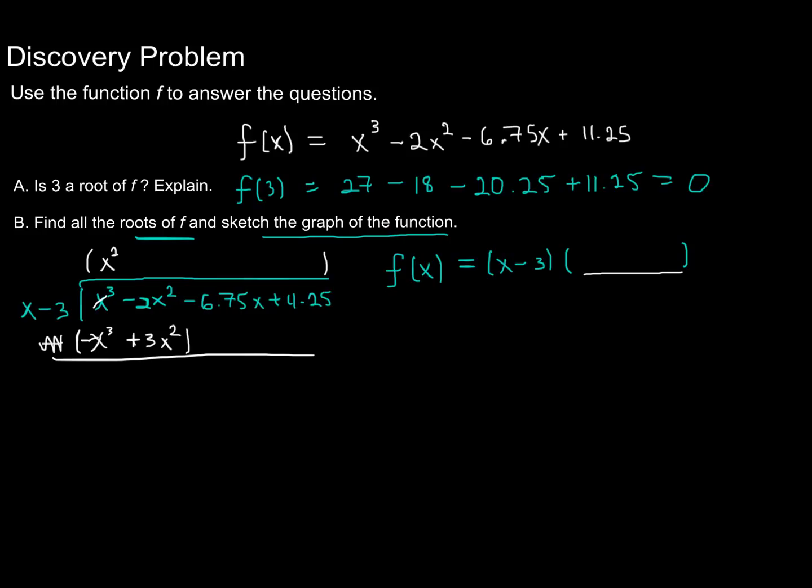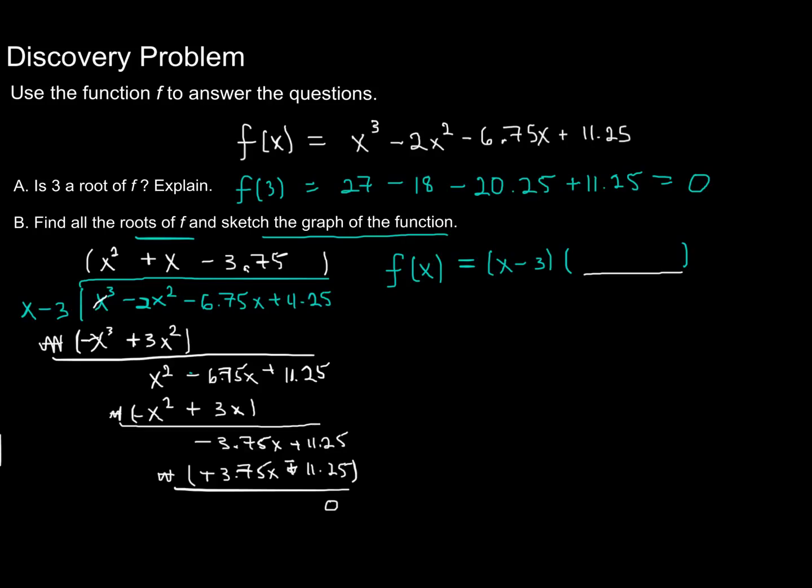Now I have negative 2x squared plus 3x squared. That's going to be positive 1x squared. And that makes sense because I had a negative 3x squared and I needed negative 2x squared. So from my next multiplication, if I get a positive x squared, I'll be in good shape. And then, of course, I still need all of this. Negative 6.75x plus 11.25. All right, so at this point, I'm going to skip ahead to the final answer so that we can make sense of it.